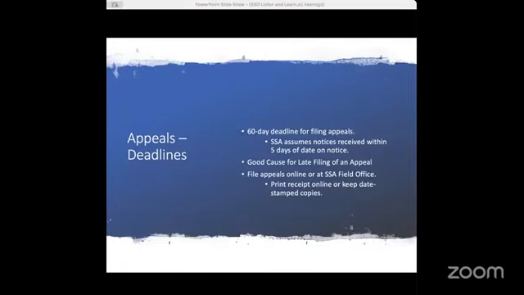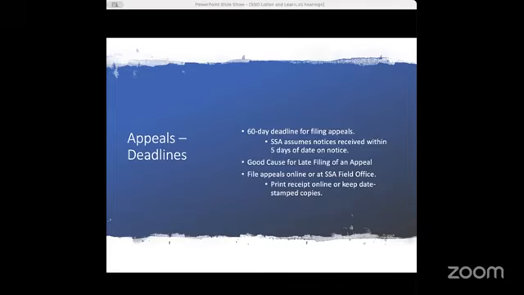So let's just talk for a second about appeals deadlines. The most important thing you can do when you get letters from Social Security is to read them. One of the reasons that's so important is because if you can appeal, they're going to tell you the deadline in the letter. For medical eligibility cases, you generally have 60 days to appeal plus 5 days for mailing. That's 65 days from the date on the letter.